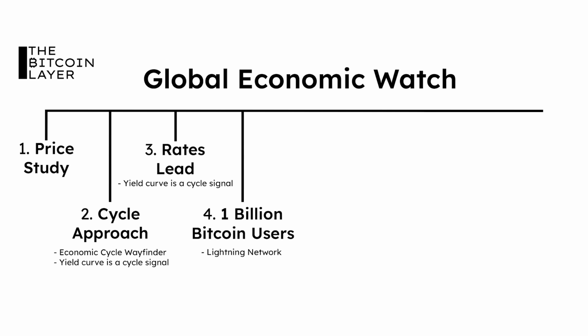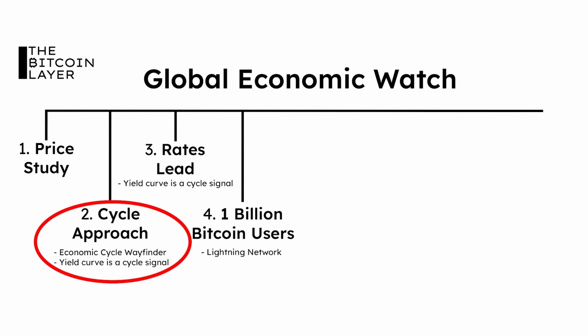GDP is useless. Use these three economic indicators instead. At the Bitcoin layer, we are building out an entire investment framework, one component at a time. Today's video is part of our cycle approach, specifically using economic indicators to identify where we are in the cycle.